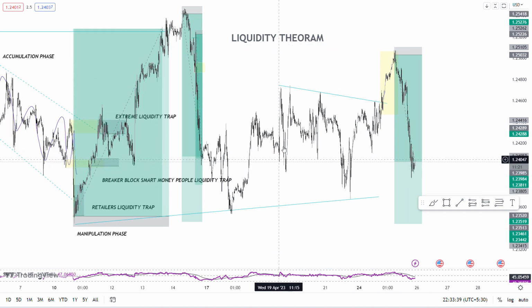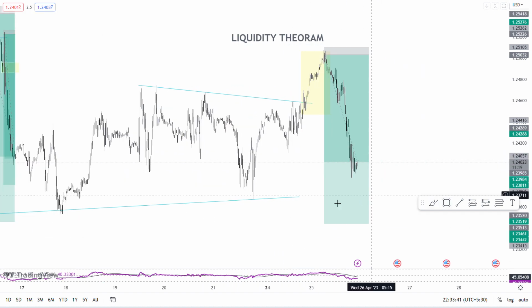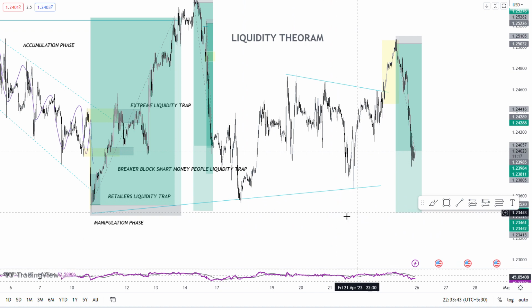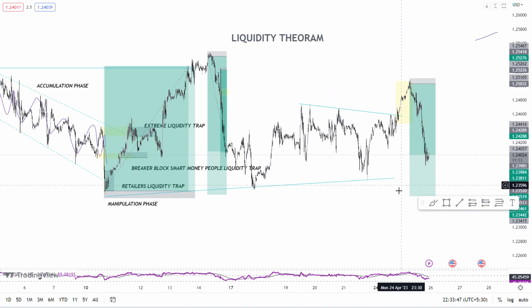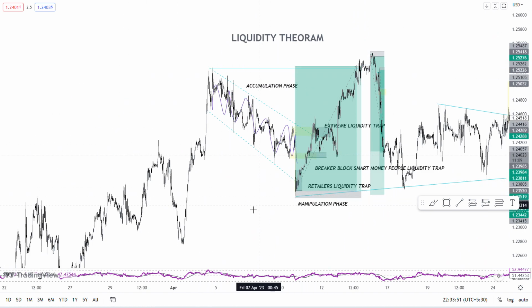This is how the banks trade. Liquidity point to liquidity point. From tomorrow or after 2 days, more likely the market will take this liquidity, and again it will go up. This is how the market will do ping pong.